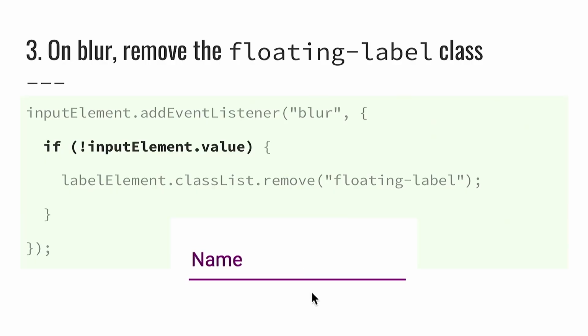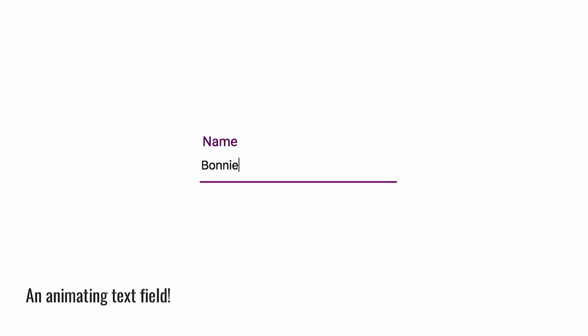And you can see there's one caveat here, which is that we only want to remove the floating-label class if the input is empty. Otherwise, we'll end up with a situation like this, where the label will move back into its resting position over our text that the user has inputted. So we just add a simple condition. And then this is what you get. We have our fully animating text field.